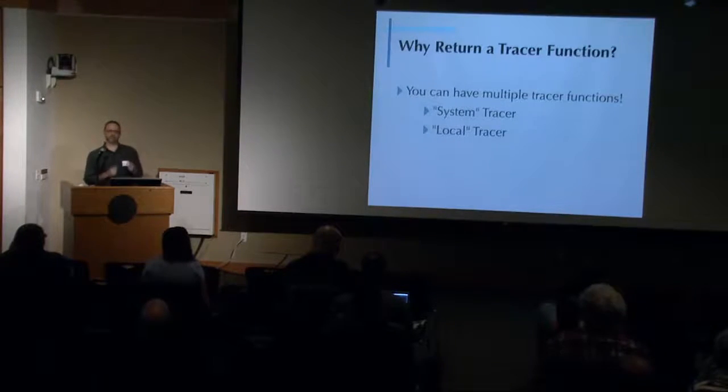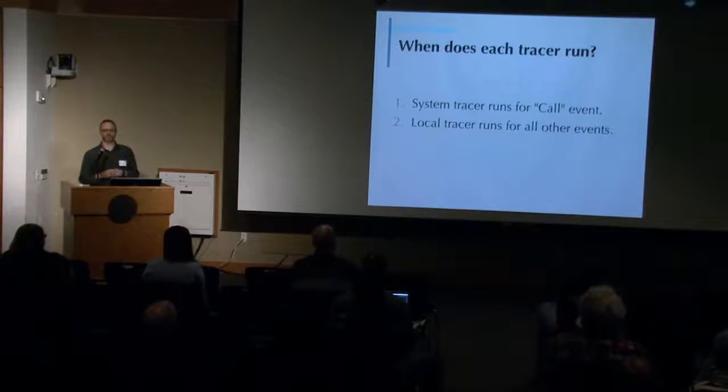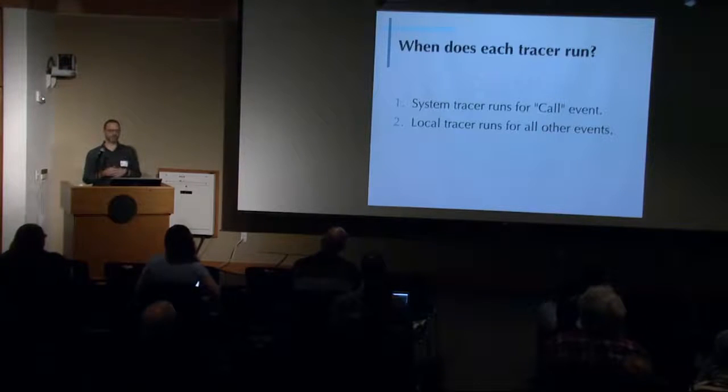Usually they're broken up into a system tracer and a local tracer. A system tracer is one that runs when you first enter a function, right? When the frame is first created and the call event fires. The function that's returned from the system tracer is the local tracer, and that's the one that runs for every subsequent event in the frame. Then when a new frame is created, we start all over again. The system tracer fires for the call event, and then the local tracer for the remainder.